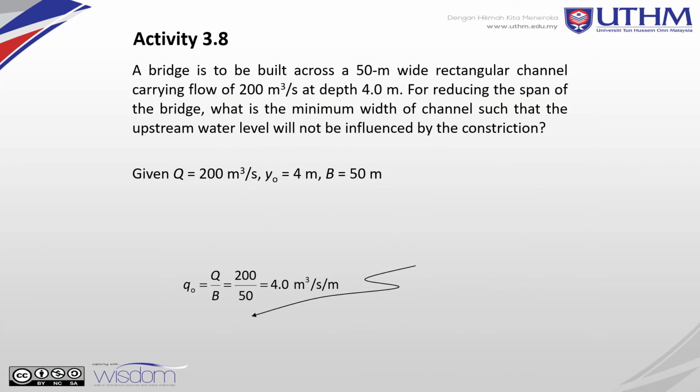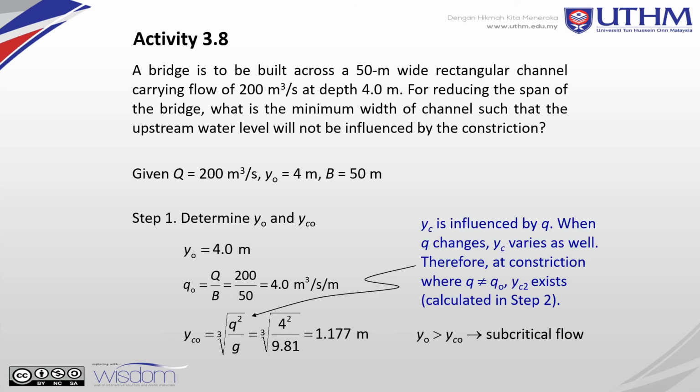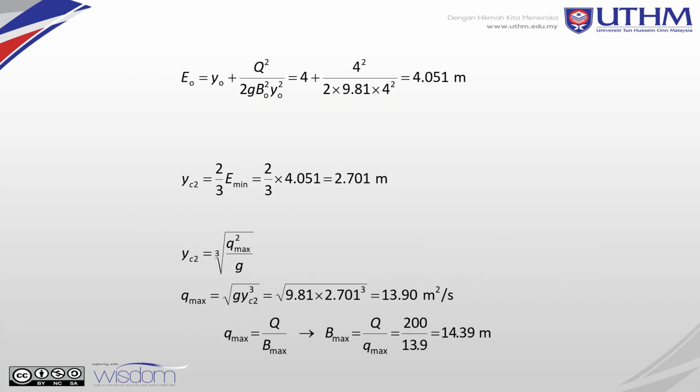Look at activity 3.8. A bridge is to be built across a 50-meter wide rectangular channel carrying flow. Determine Y0 and YC. You get Y0 is 4, you get the Q here, and YC is influenced by Q. Y0 is more than Y critical, so it is a subcritical flow.